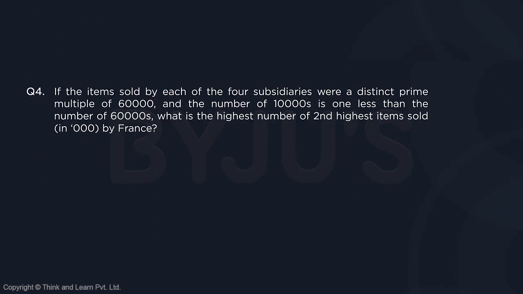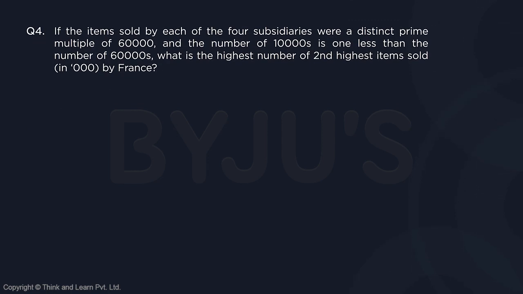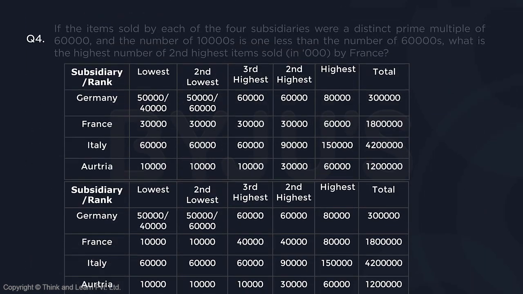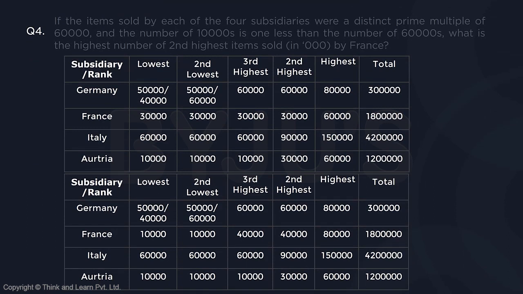Let's come to the fourth. Same question. If the number of items sold by each of the 4 subsidiaries is a distinct multiple of 60,000, then the number of 10,000s is 1 less than the number of 60,000s. What is the highest number of second highest items sold by France? Okay. Number of 10,000s should be 1 less than number of 60,000s. In the first case, number of 10,000s is how much? 1, 2, 3. That's it. But number of 60,000s is 7 or 8. So this case is ruled out.